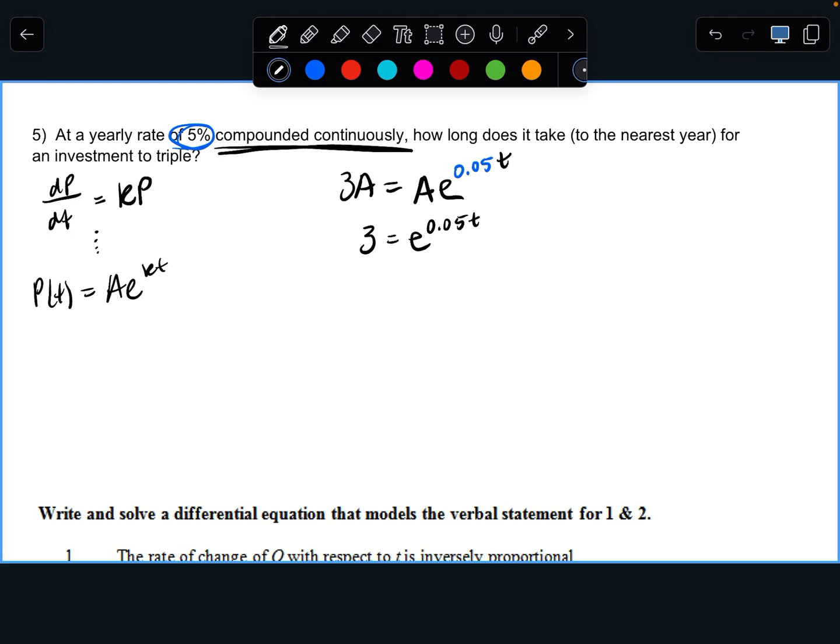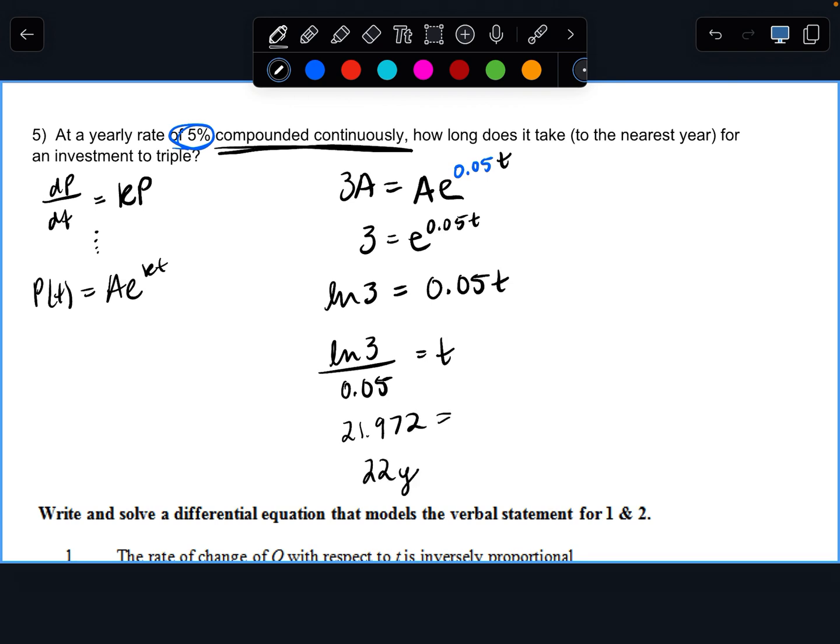So I divided out the A's, natural log it, all that jazz. Divide out the 0.05. Again, if it was multiple choice, no calculator, they'd leave it. And since I have such good math skills, it was 21.972, but they said to the nearest year, so 22 years.